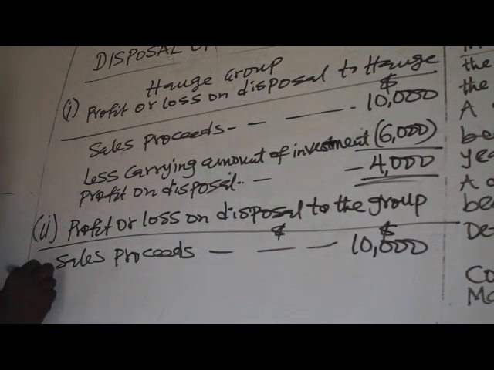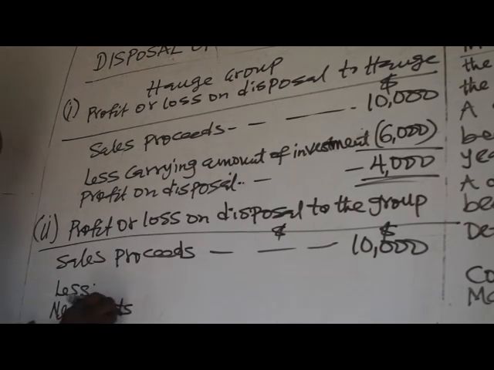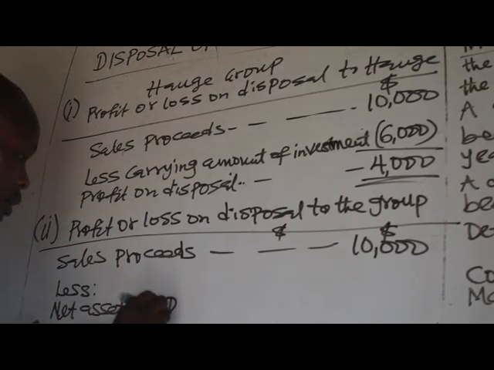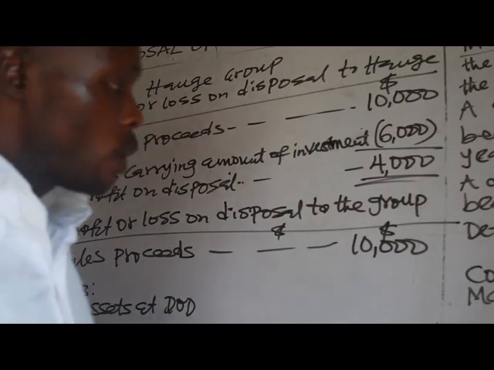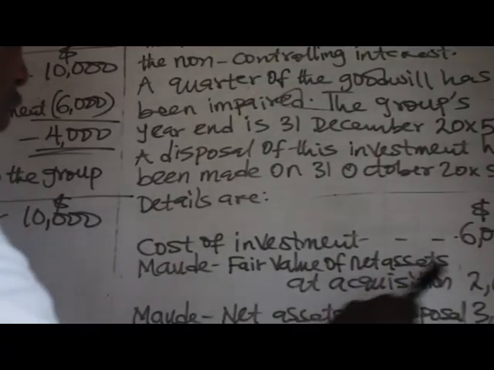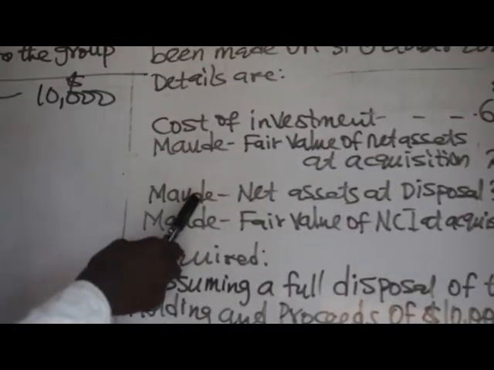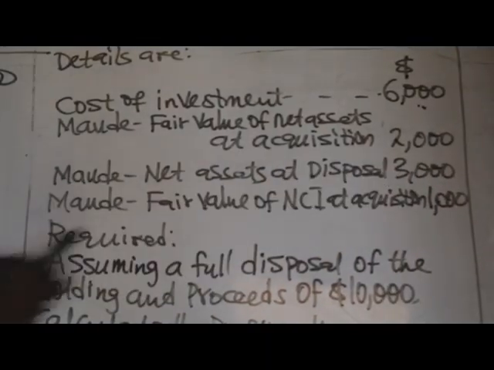Then less, number 1, net assets at the date of disposal. How much is the net asset? Back to the question. Mild's fair value of net asset at acquisition is $2,000. Mild's net asset at disposal is $3,000.